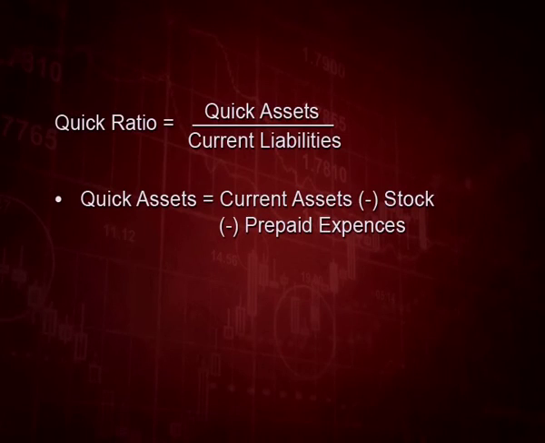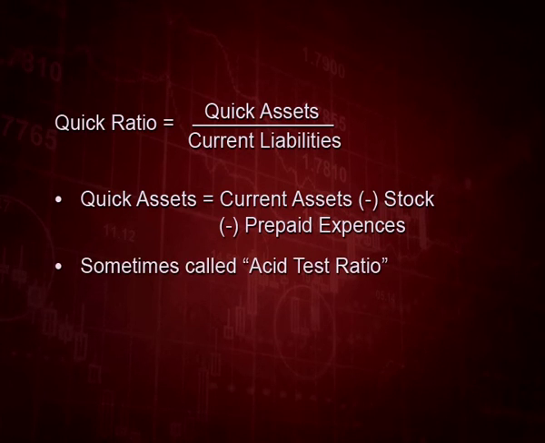Now, let us understand what is quick asset. All the current assets minus stock and minus prepaid expenses is equal to quick assets. Now, this ratio is sometimes called acid test ratio. The ideal ratio suggested is 1:1. Let us do some questions on these two ratios first.